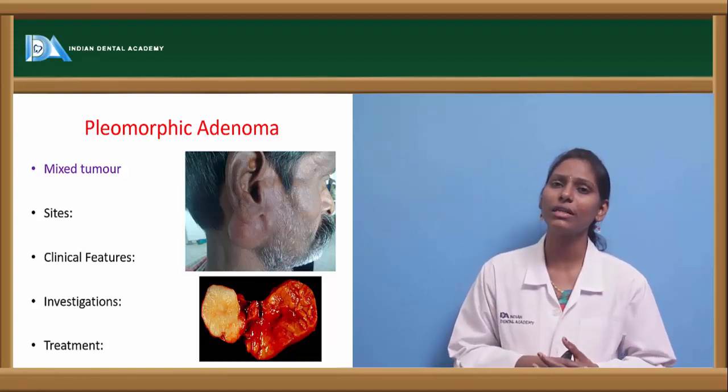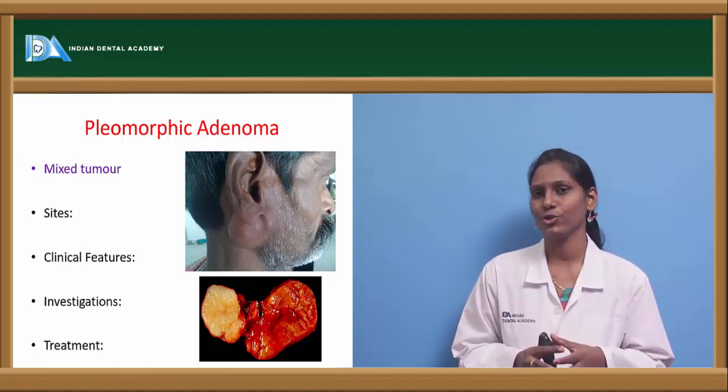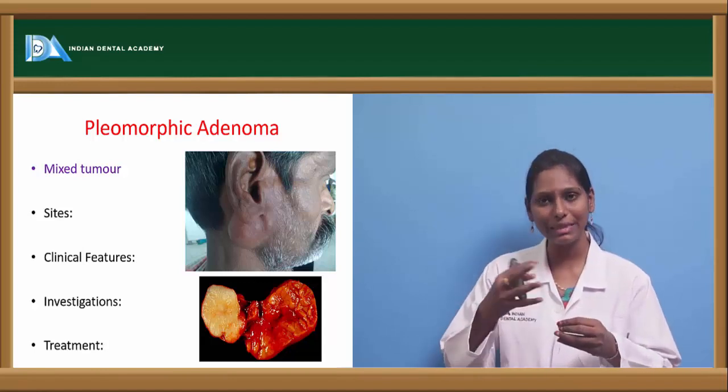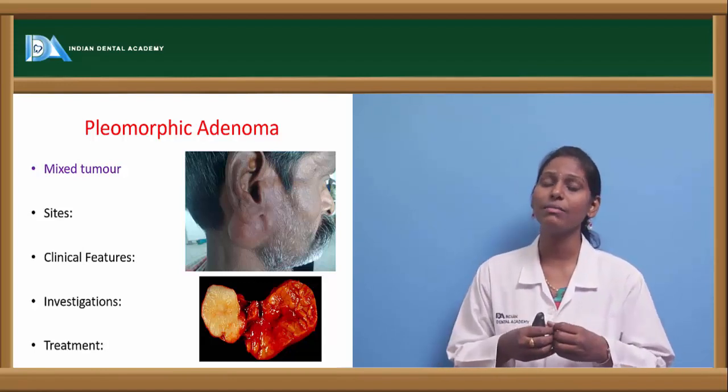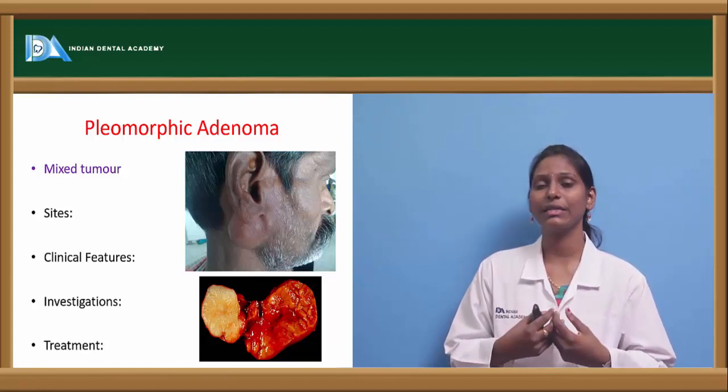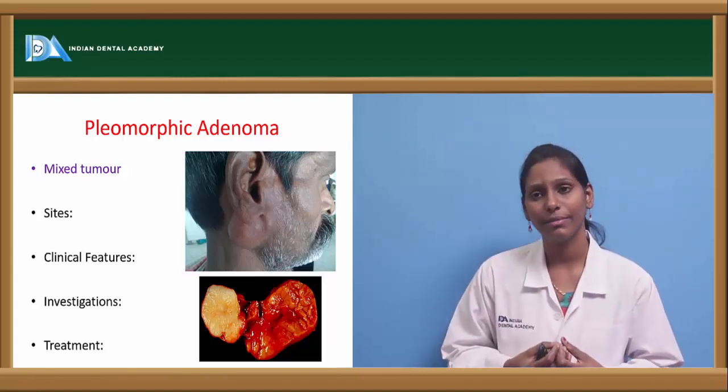When we are talking about the clinical features, pleomorphic adenoma is called a mixed tumor. Why is it called a mixed tumor? Because apart from the epithelial component, it also has some amount of cartilaginous, mesodermal component along with it. Hence, it is called a mixed tumor.